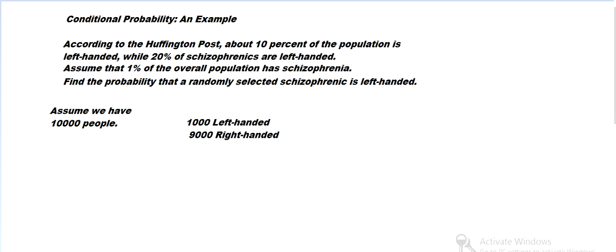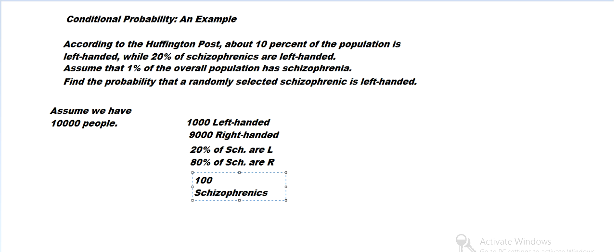So 20% of schizophrenics are left-handed. We'll shorten that. And 80% of schizophrenics are right-handed. But let's see, how many schizophrenics are there? Well, 1%, so that means 100 schizophrenics. So let's get that out. 20% of those are left-handed, so 20 left-handed schizophrenics, and then 80 right-handed schizophrenics.